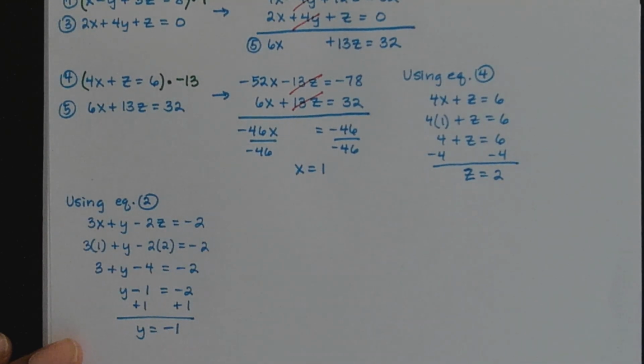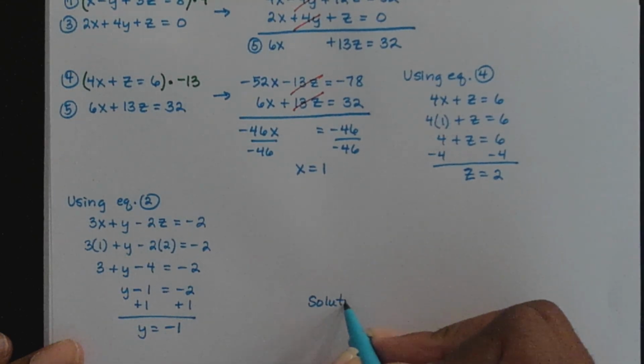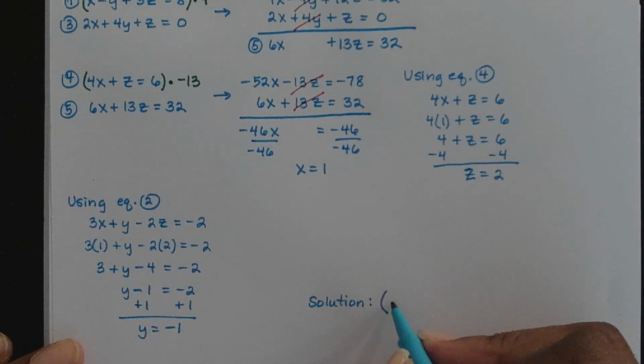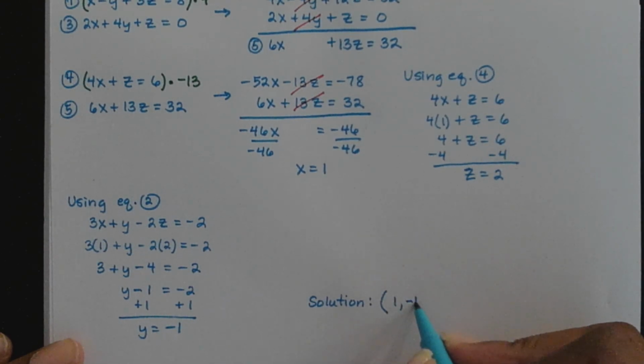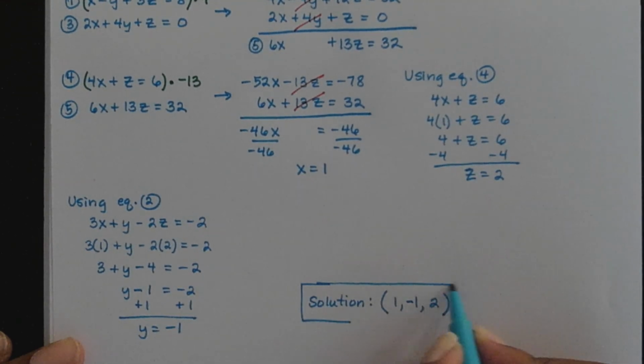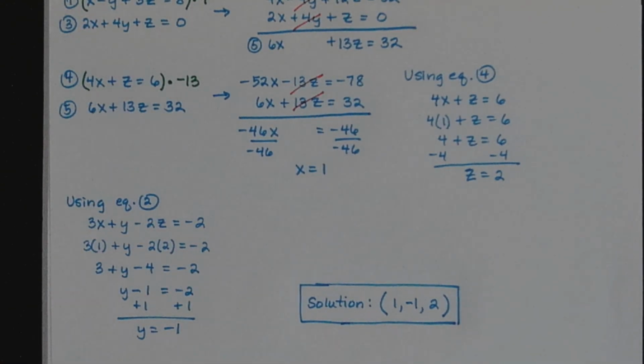Negative 1. Okay, so that means our ordered triple solution for this system of equations in 3 variables will be, well, the x comes first as 1, then the y, negative 1, then z, 2. So 1, negative 1, 2 is the solution, or the ordered triple solution for this system of linear equations in 3 variables. Are there any questions about problem number 13?